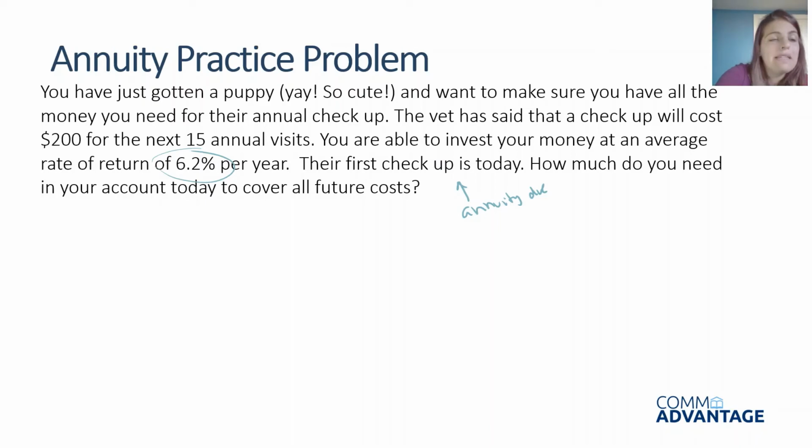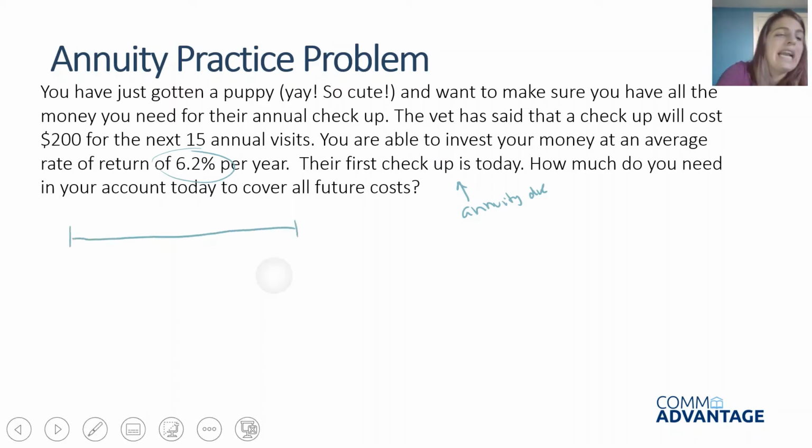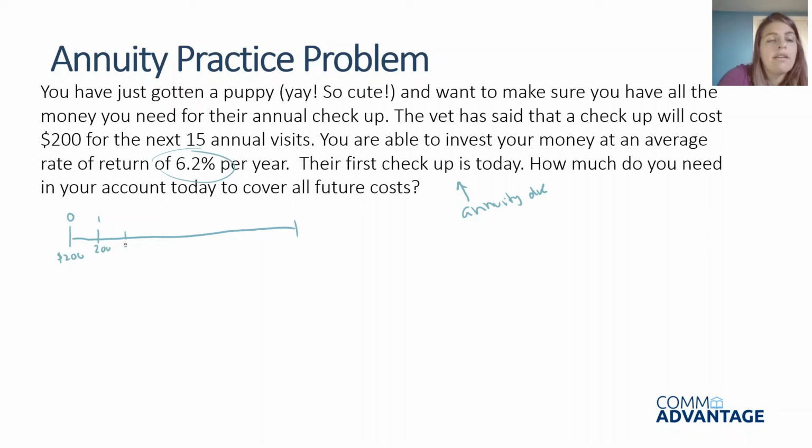So for our puppy situation here, I always like to draw out our little timelines, right? At year 0, we're spending that $200 and we're going to do that again and again. And we're going to do it for 15 visits. So watch, because we're not going to year 15. We're only going to year 14. Because the first one started at 0, the last one of those 15 visits is going to be at year 14 there.